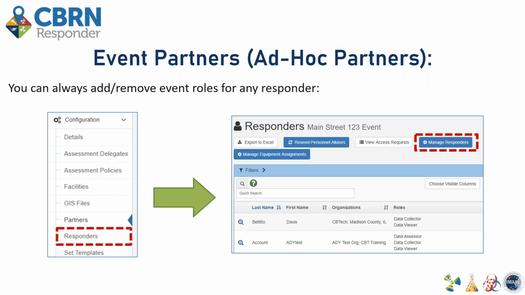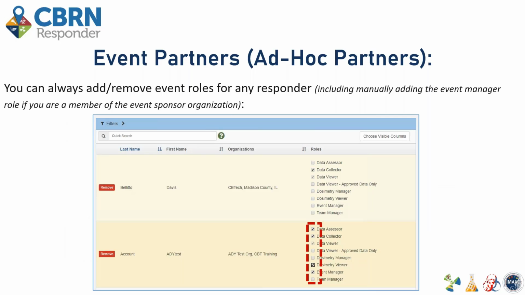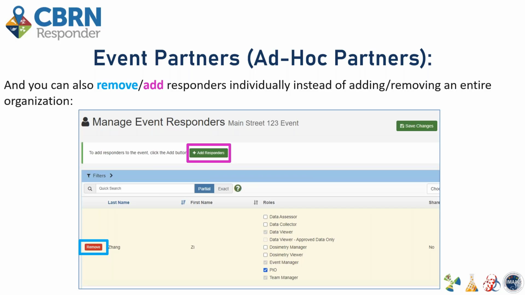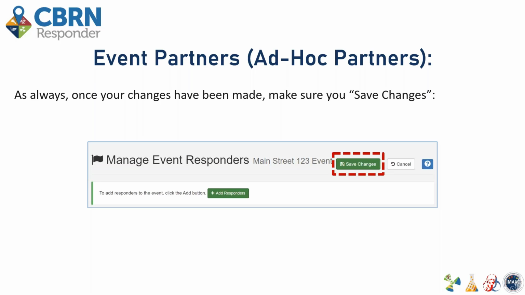You can always add or remove event roles from any responder by going to the responders page, selecting manage responders, and then checking or unchecking the various roles you wish to grant. This is also where you're able to manually add the event manager role to other organization personnel. You can also remove or add responders individually if you didn't want to add their whole organization or remove their entire organization. Once your changes have been made, make sure you select Save Changes as always.